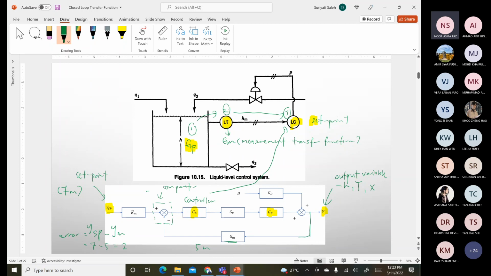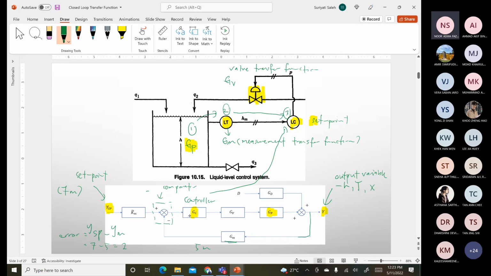The control valve here, this one, is your GV, the valve transfer function. The V stands for the valve, G is the transfer function. So the function of the valve is of course either to increase the flow rate or to decrease the flow rate. How much it will be increased depends on the value obtained from the controller. So this is your GV.